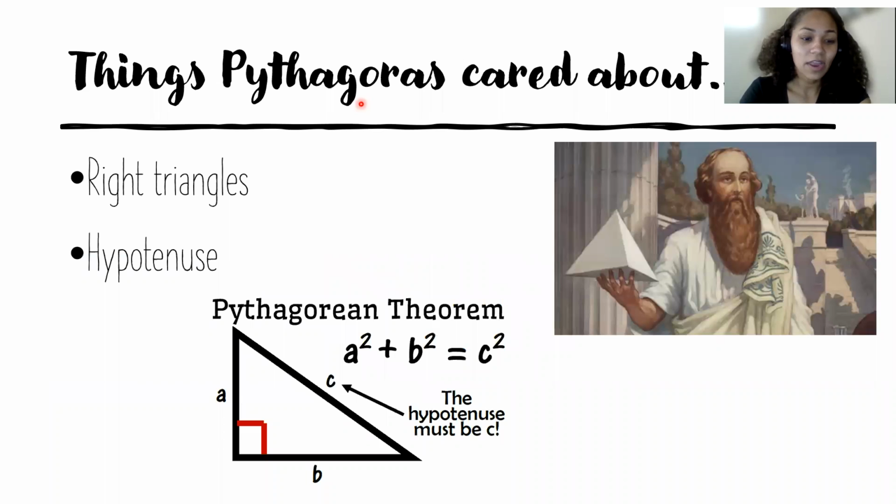So Pythagoras only cared about two things. You have to care about these two things when using his theorem. First is right triangles. The Pythagorean theorem can only work if the triangle is a right triangle, meaning it has a corner that is 90 degrees. Next is a hypotenuse. The hypotenuse must be c. Pythagoras didn't care if a squared or b squared was identified. He just wanted them to show up. But c had to be the hypotenuse. It has to be directly across from the right angle.